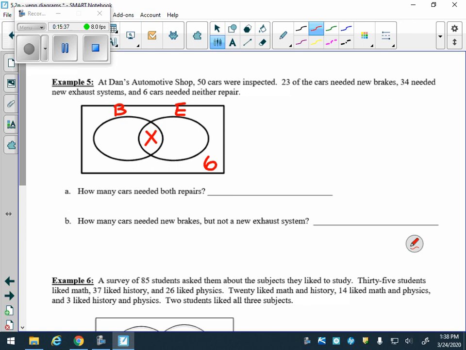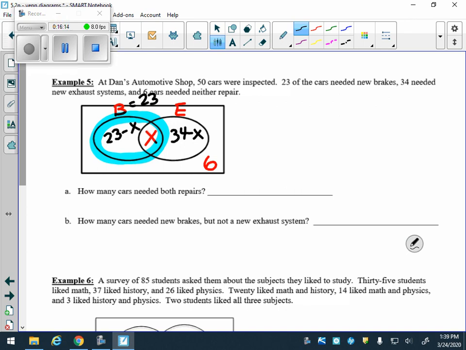23 cars needed new brakes. So this whole circle needs to equal 23. Well, I don't know what x is, so how can I figure out how many cars only needed new brakes? Well, we take 23 minus x. Then we know 34 needed new exhaust, so that whole section has to be 34 minus x. Well, how do I figure out x?